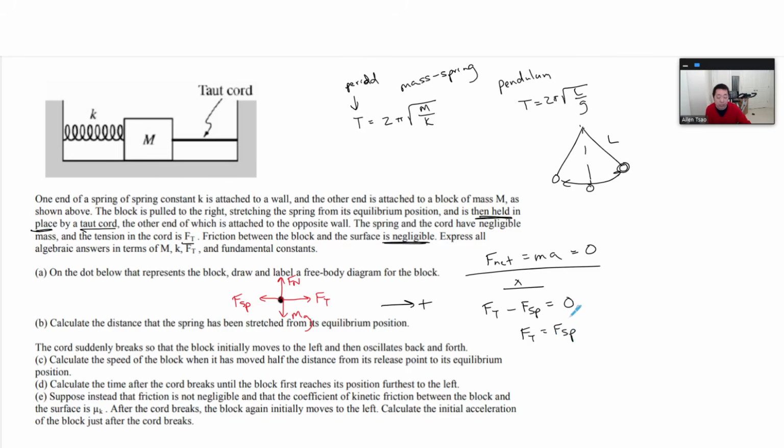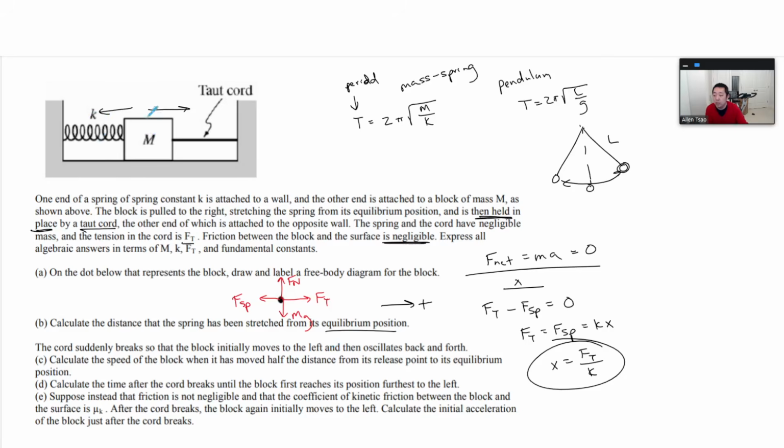That's pretty good because I know that the spring force is related to its displacement from equilibrium position. Remember, the spring force is Kx. So now I can find what x is. x is how much it's stretched. x would just be Ft over K. Just divide both sides by K. Awesome. Now the cord suddenly breaks, so the block initially moves to the left and oscillates back and forth. Calculate the speed of the block when it has moved half the distance from its release point to its equilibrium.